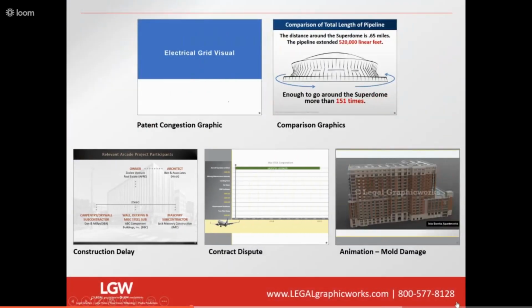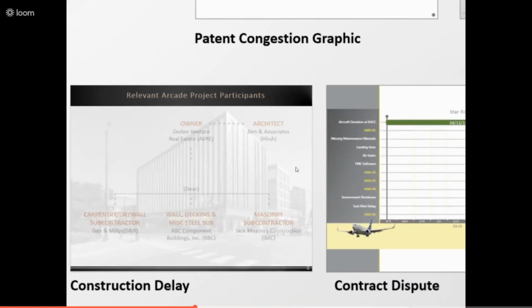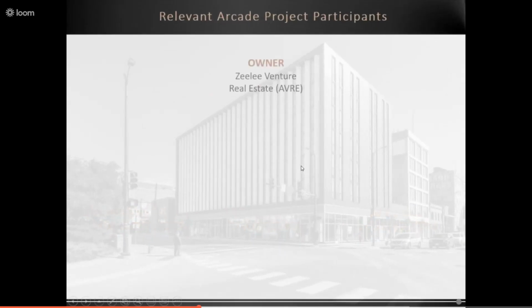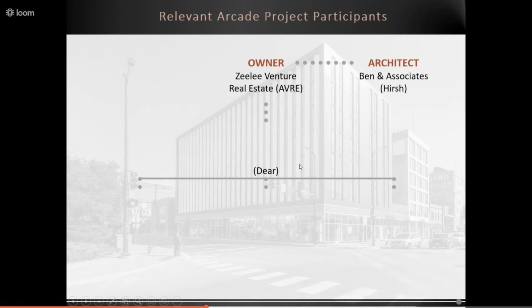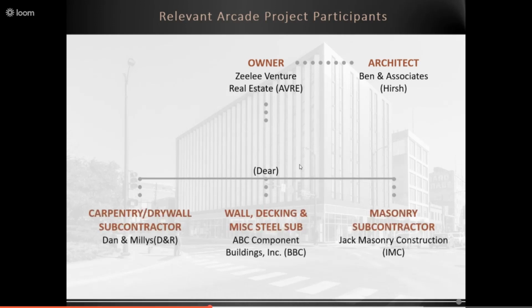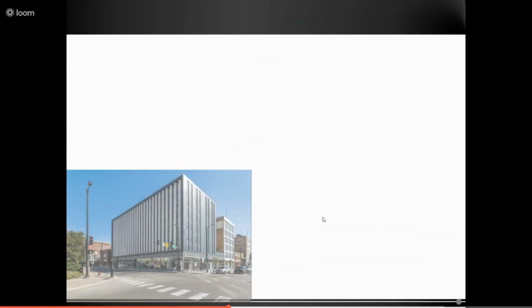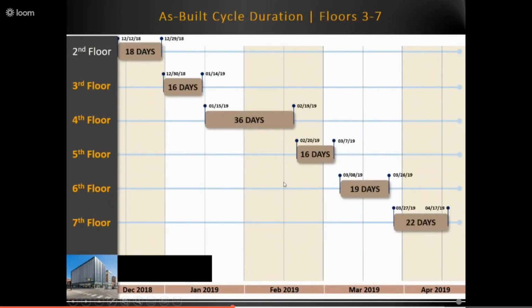Moving on to the next graphic, this is a really nice one. In construction cases, players' charts can be really, really important. Who is the owner? Who is the architect? Who is the sub? Who reported to who? And this is a nice way to do that. You can also show pictures of the person. You can show icons of the company just to kind of help remind you of who it is you're talking about.